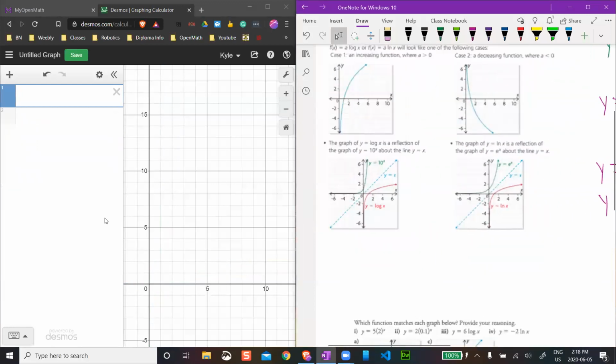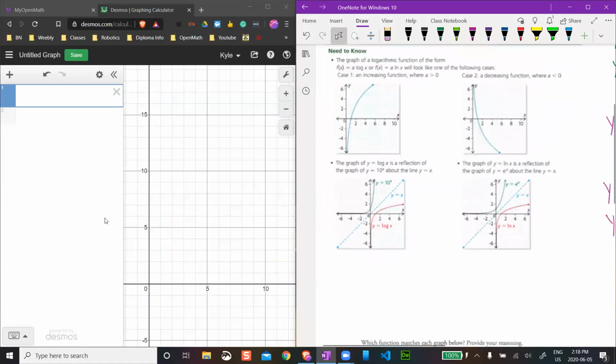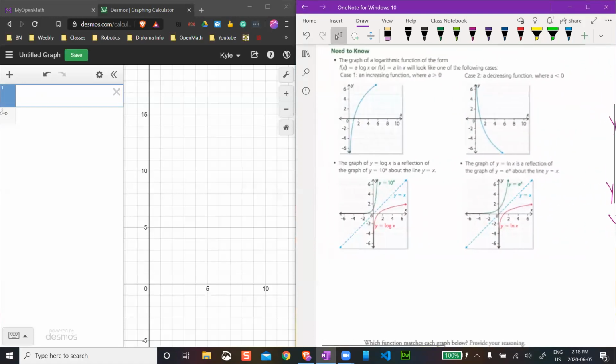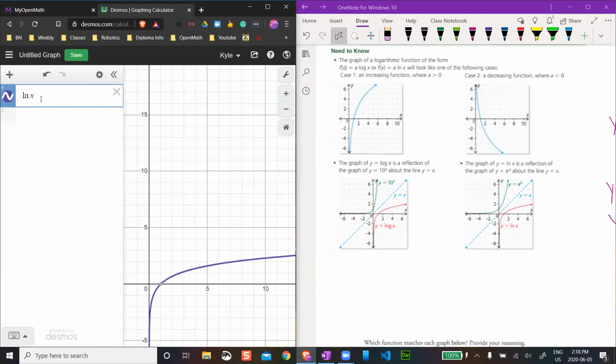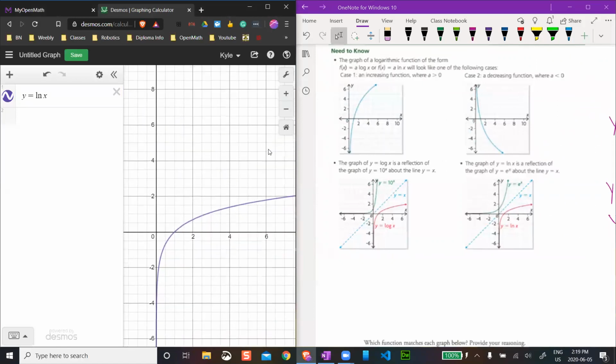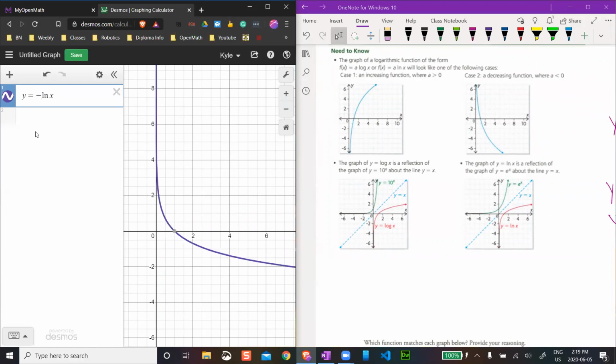There's just one last little twist we have to put on this, and that's if we are going to reflect it. Let's just write the natural log, or the log, doesn't matter. I'll do natural log. So we've got y is equal to natural log of x. The other type of graph that you will see is if you put a negative out front of this. If I went negative natural log of x, do you see what happened there? It flips over the x-axis.